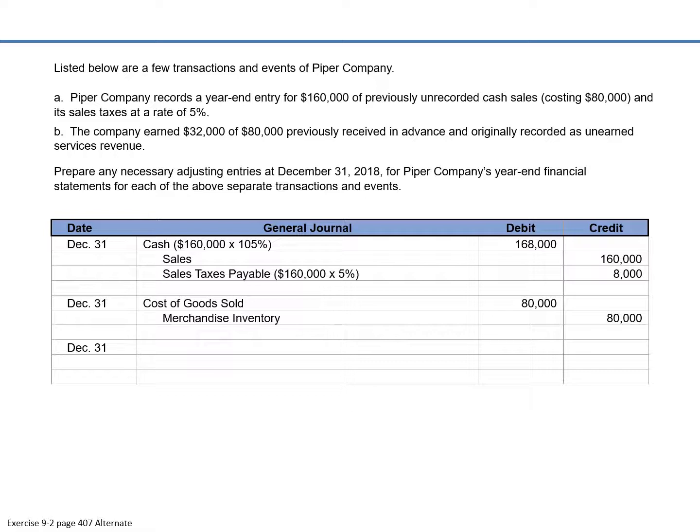Then we're going to earn $32,000 of our previously unearned revenue. So we're going to debit unearned services revenue for $32,000, and we're going to credit earned services revenue for $32,000.